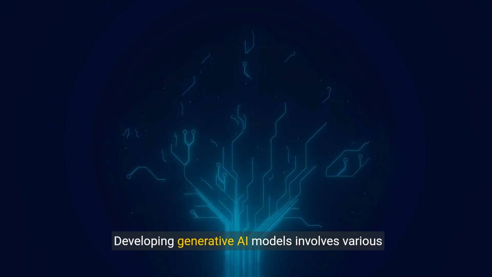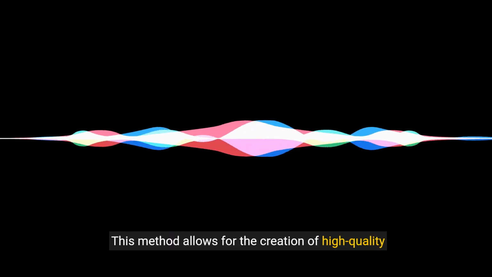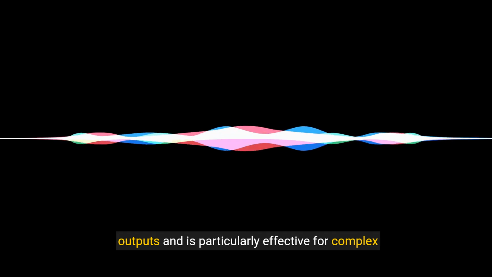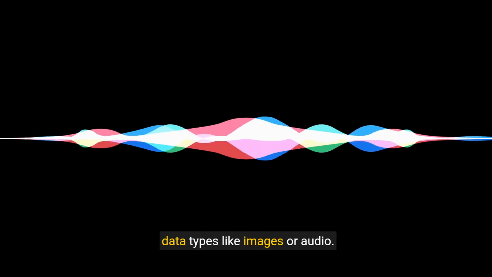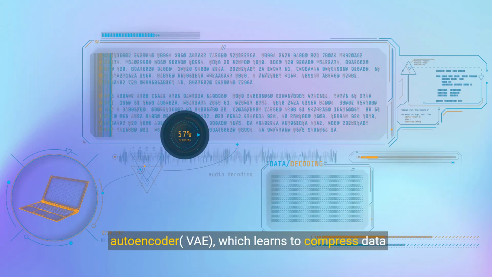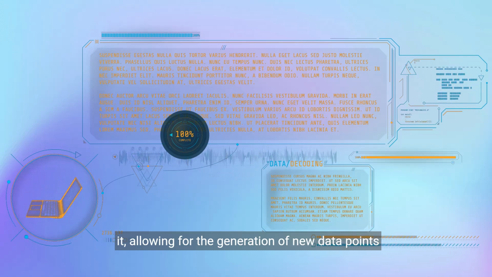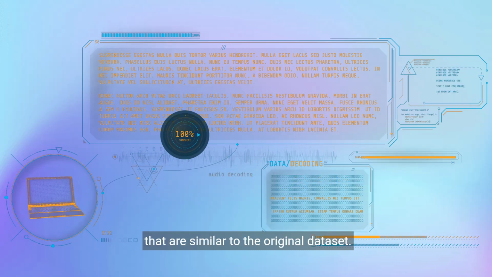Developing generative AI models involves various types of neural networks, each with its strengths. Diffusion models, for instance, use a two-step process of adding noise to the data and then learning to reverse this process to generate new content. This method allows for the creation of high-quality outputs and is particularly effective for complex data types like images or audio. Another type of generative model is the variational autoencoder, VAE, which learns to compress data into a lower dimensional space and then reconstruct it, allowing for the generation of new data points that are similar to the original dataset.